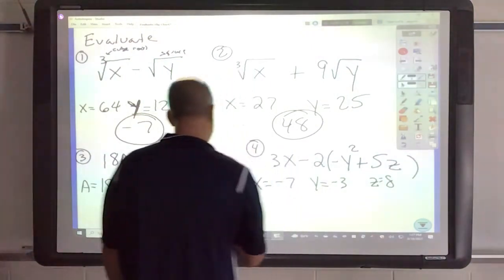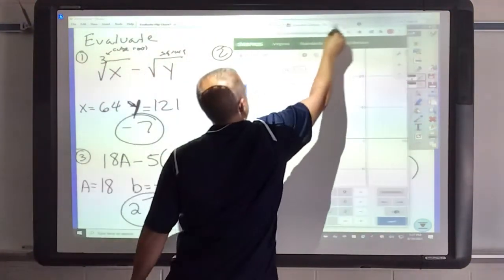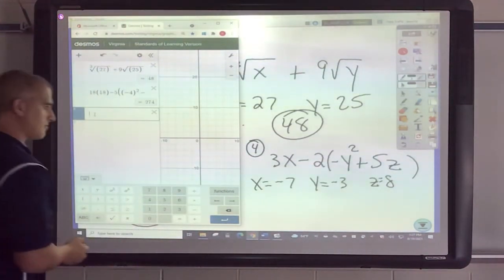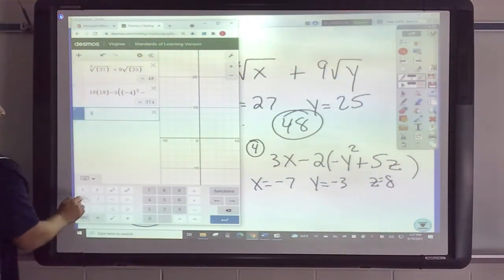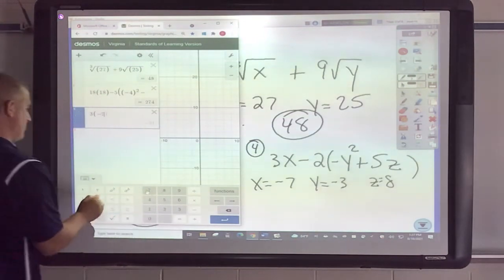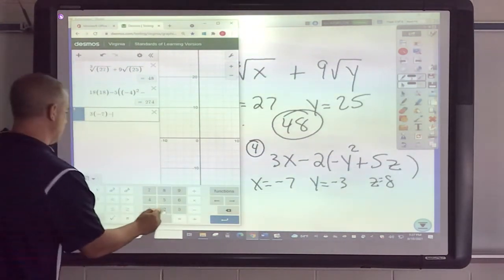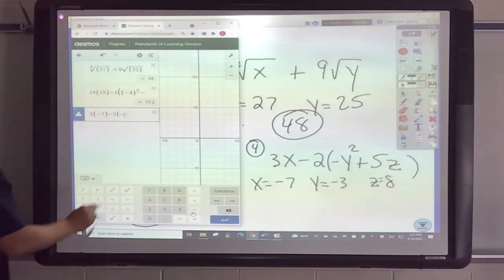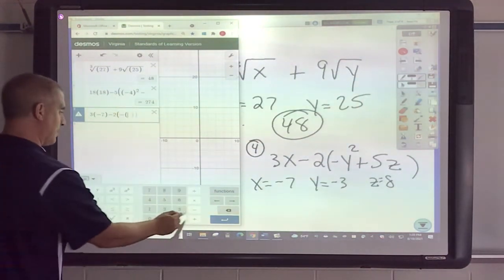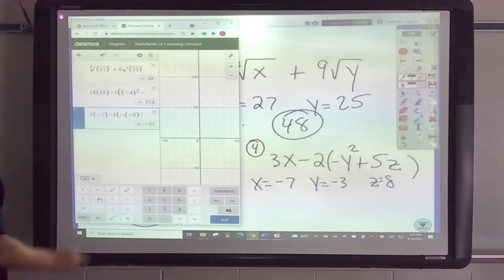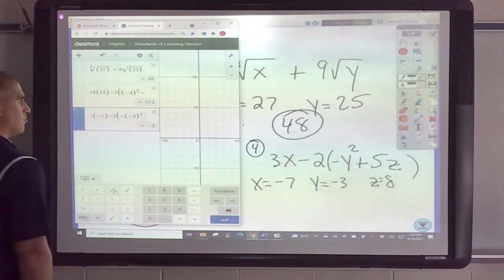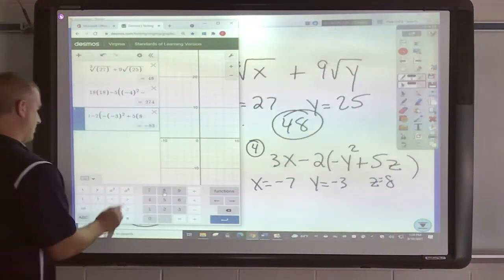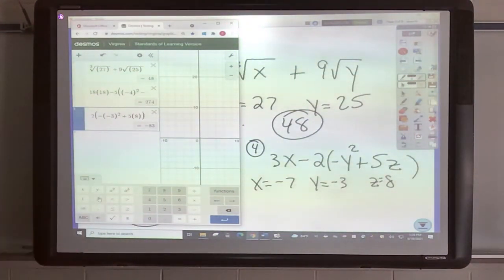Okay? All right, let's do that over here for this one. So what I would do is I would do 3x, all right, so that's going to be negative 7. I'm going to close that. Minus 2, parentheses, that was given in my problem. Negative, okay, then parentheses where y is negative 3 squared, plus 5, parentheses, my z is 8, close it, and then actually type the actual parentheses I have.